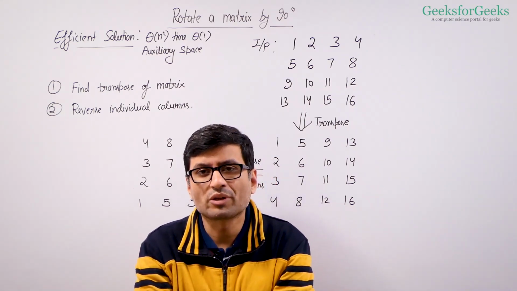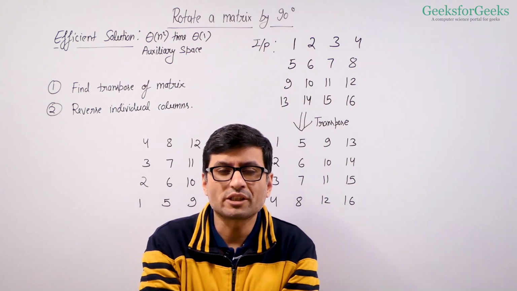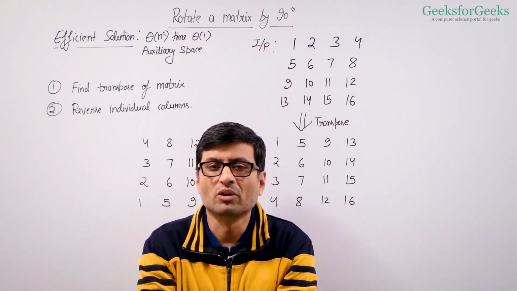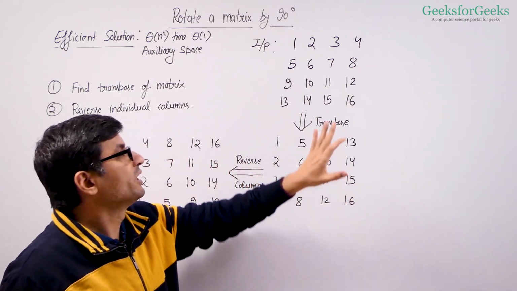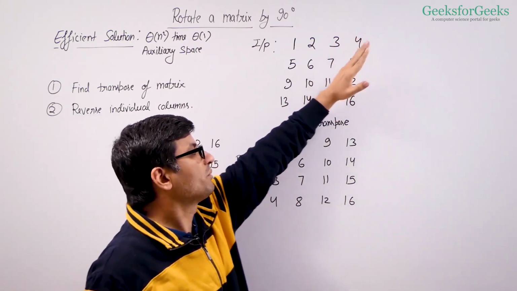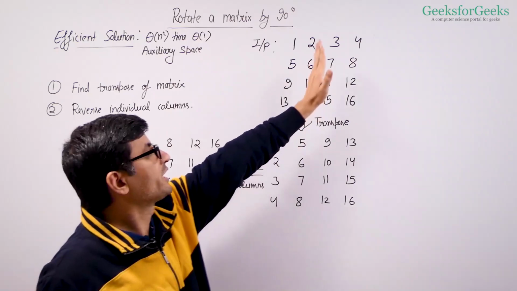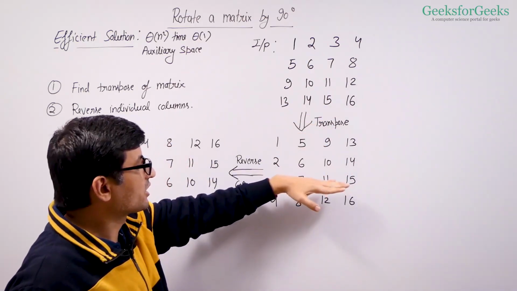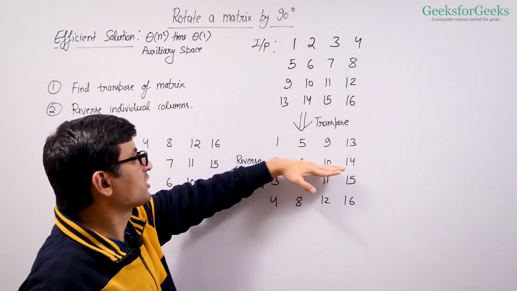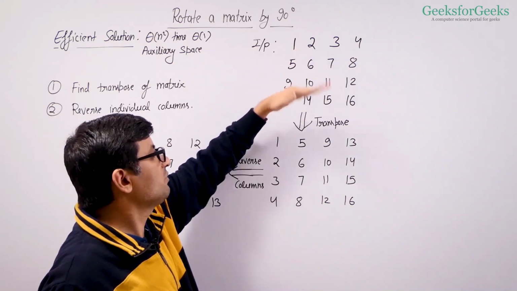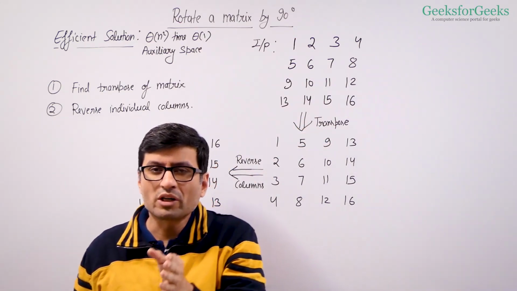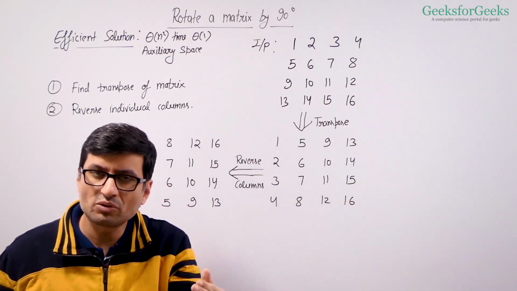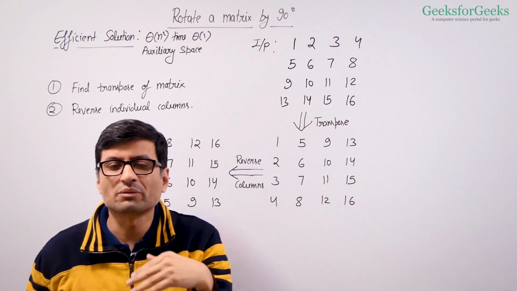If we take a closer look at this problem, we can notice that this problem belongs to the transpose problem. In transpose of a matrix, last column becomes the last row. Second last column becomes the second last row. Third last column, third last row. First column, first row. And here what we want is, we want last column to become the first row, second last column to become the second row.